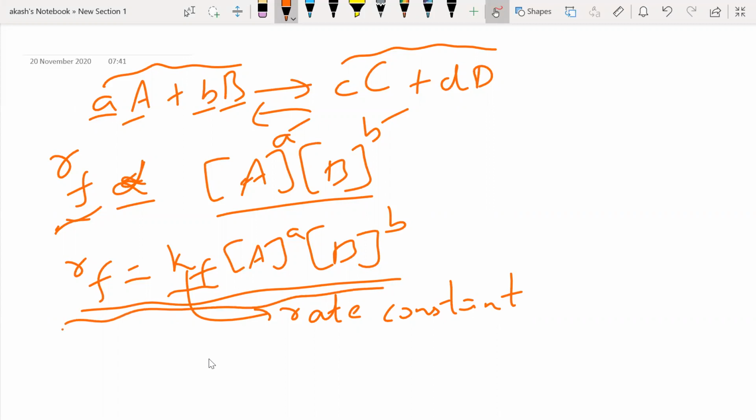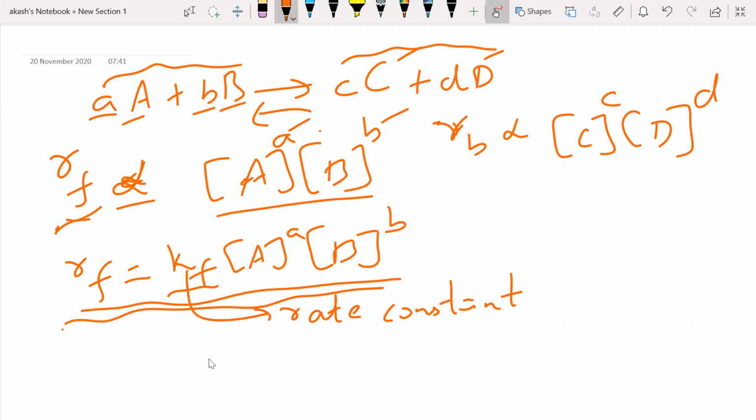Now if I take the backward reaction, RB, what happens now? What is the reactant now? C and D are the reactants, right? Now again I can tell that RB will be directly proportional to the product of concentration of the reactants. In this case, the reactants are C and D. So C's concentration multiplied by D's concentration, right? Again, you have to raise the powers to their stoichiometric coefficients. So C power C and D power D, right?